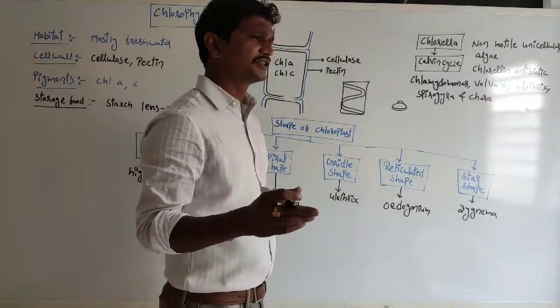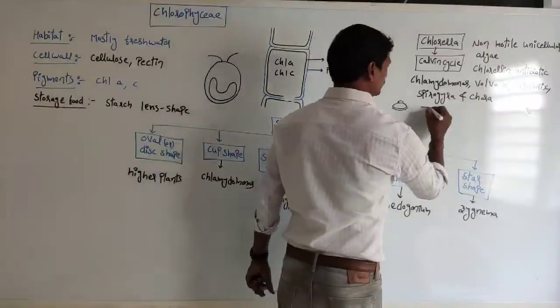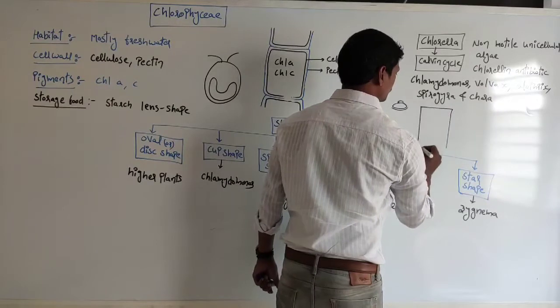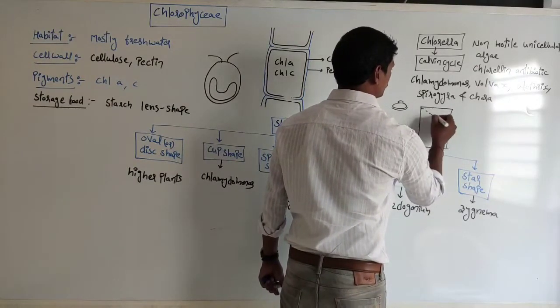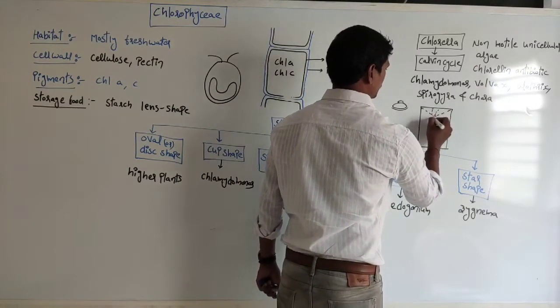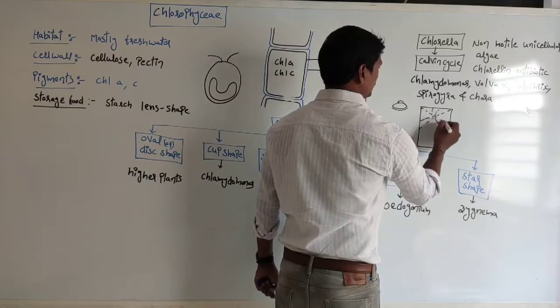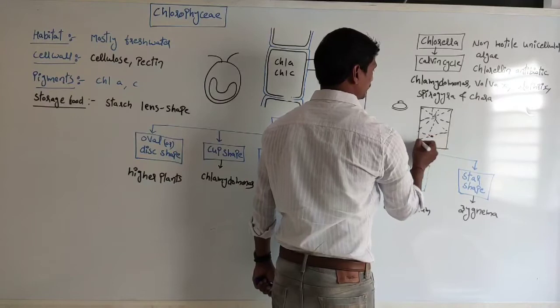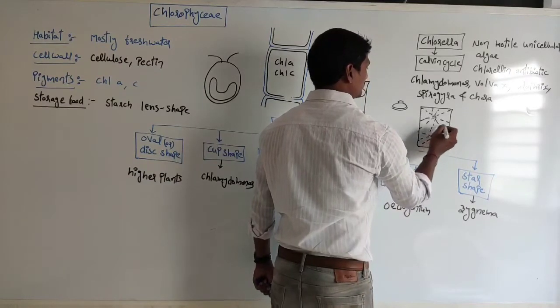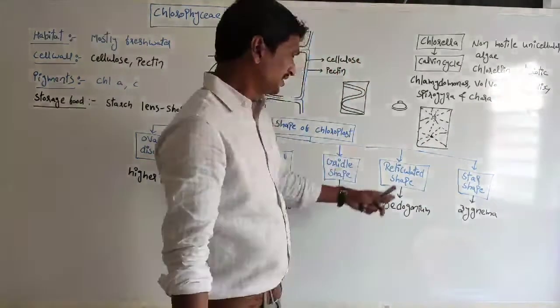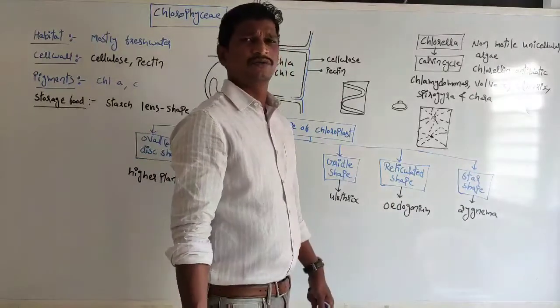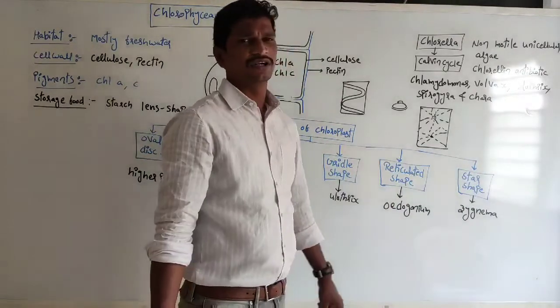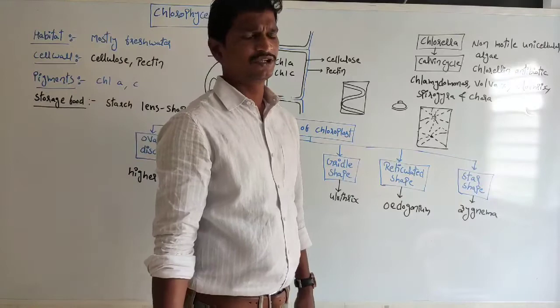And the reticulated shape. See, this is one of the organisms. Within the organism, the chloroplast forms a network-like structure, right? So this kind of network-like structure is nothing but the reticulated shape of the chloroplast. The example is Oedogonium, right?